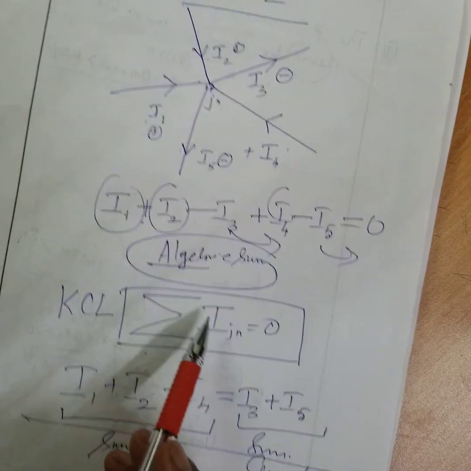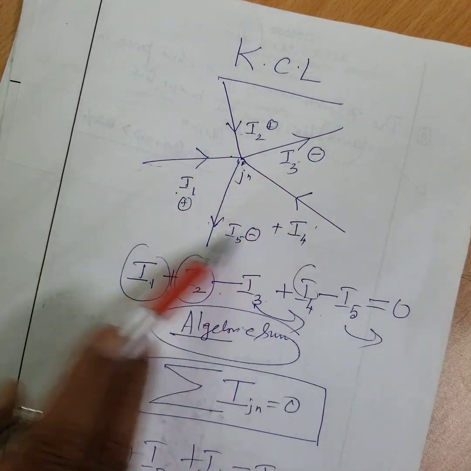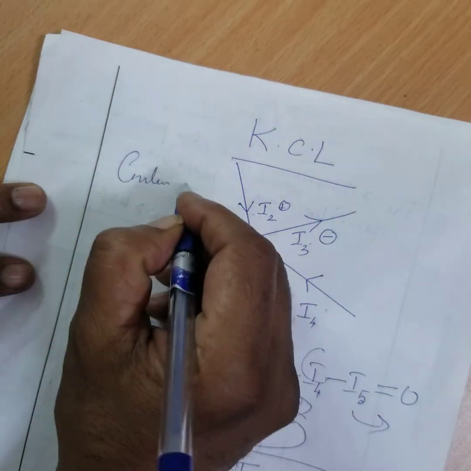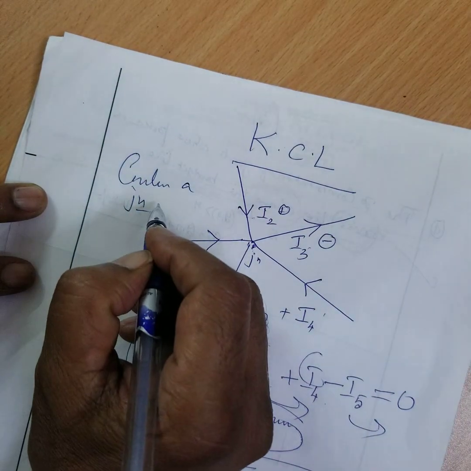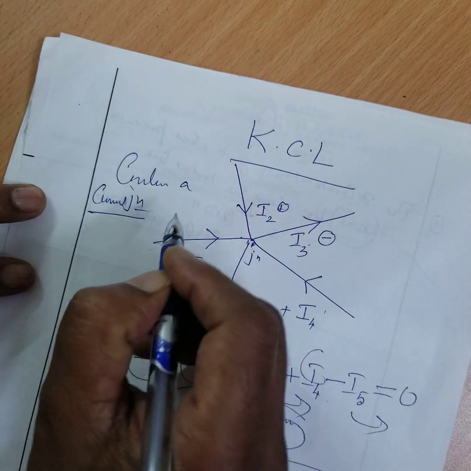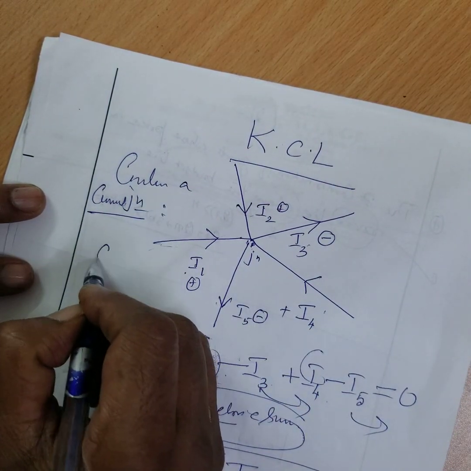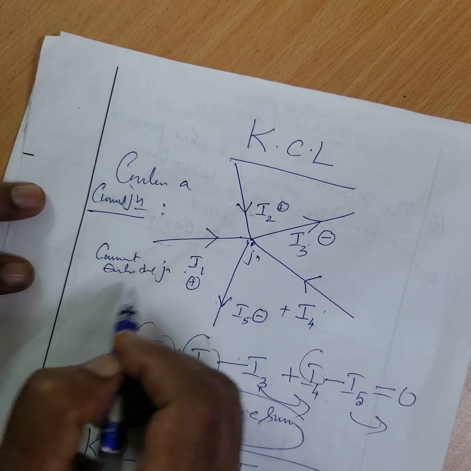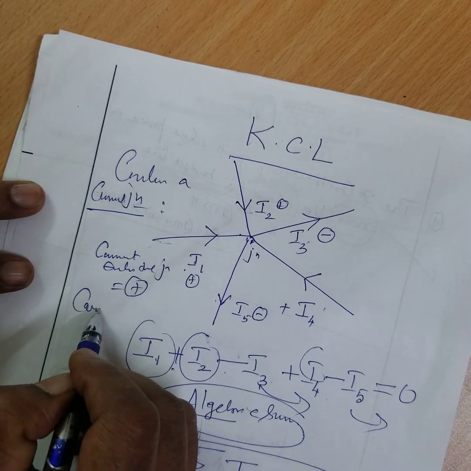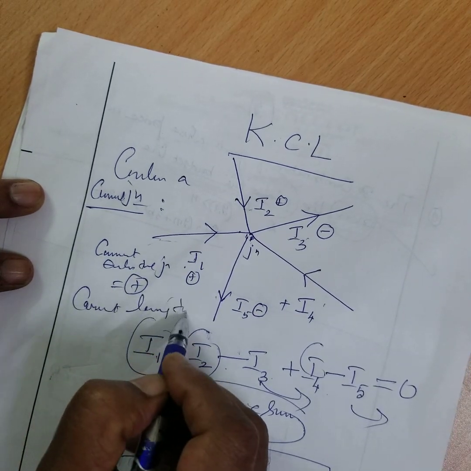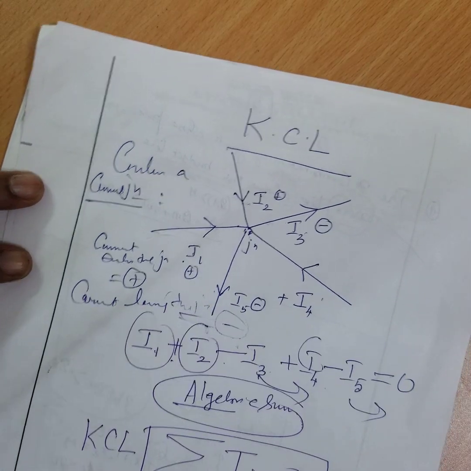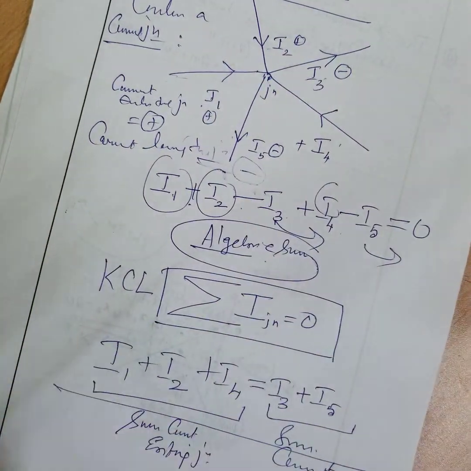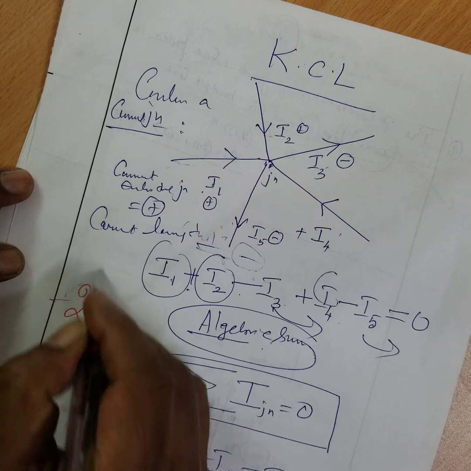For explanation, you have to explain this. Consider the junction, only one sentence. Consider a junction such that current entering the junction is positive, and current leaving the junction is negative, like this. If you write it, then write it as it is. Don't write any other sentences. You write this, and this is called explanation. For this, they will ask you 2 marks.